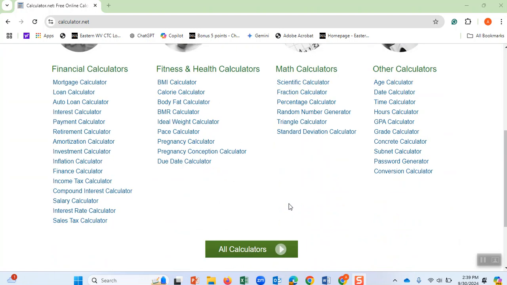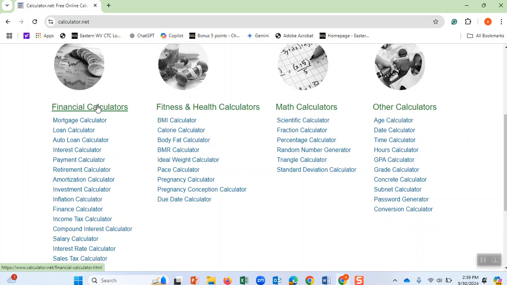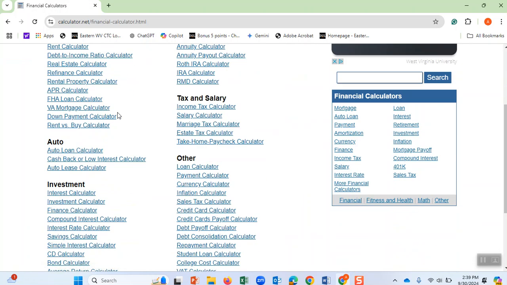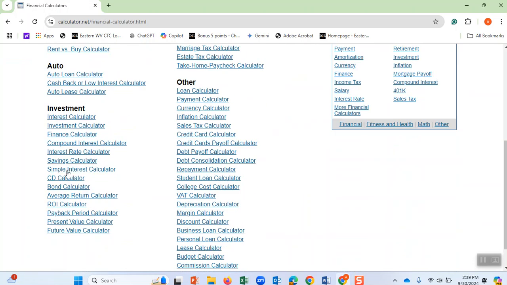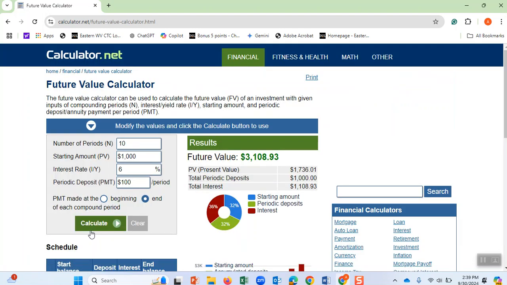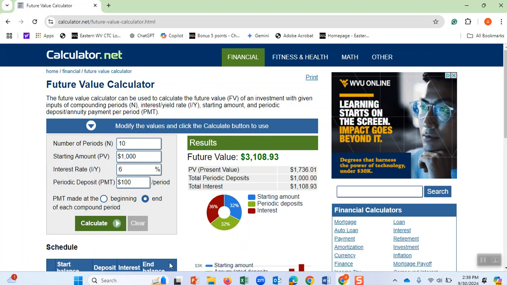Calculators. One of the financial calculators, we already talked about some of the features and some of the calculators. One I want you to become familiar with, and it's a project worth 100 points. Future value calculator. I'm going to click on it, and let's see what it is.